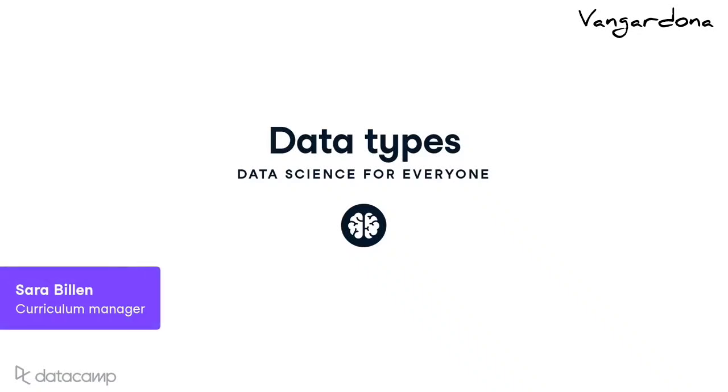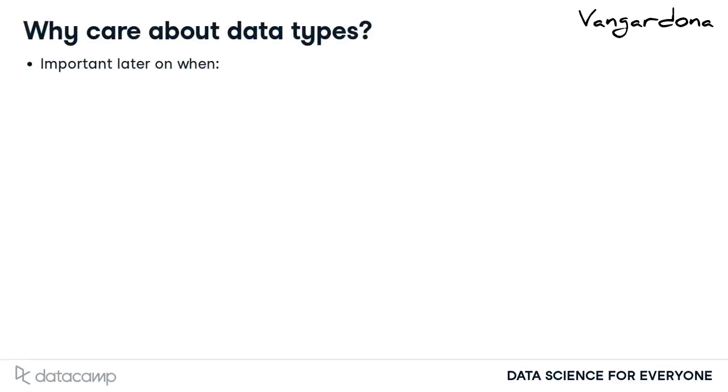You now know where to collect data. But what does that data look like? In this video, we'll talk about the different types of data. You might wonder why it's important to know what type of data you have collected. This will be essential later on in the data science process.